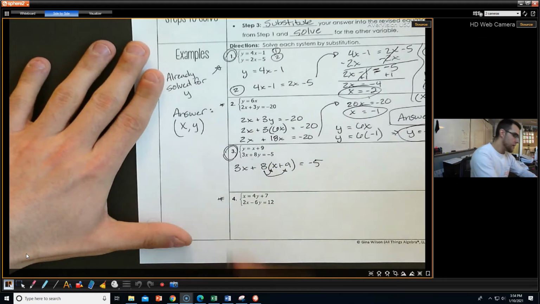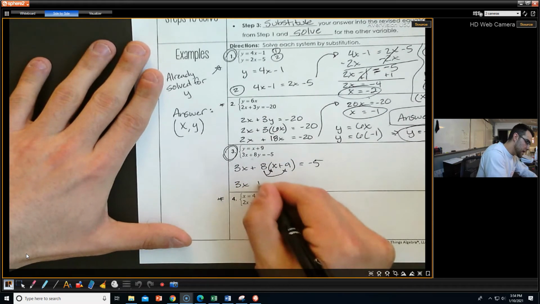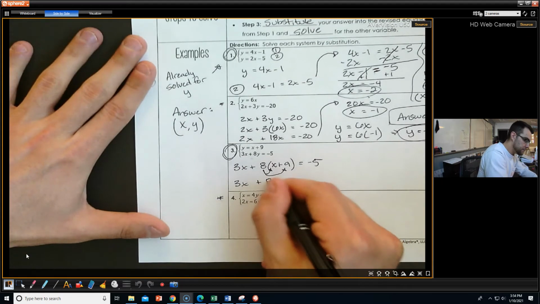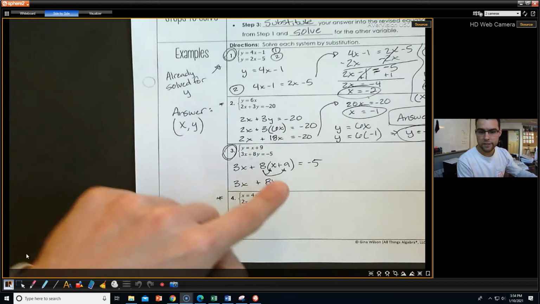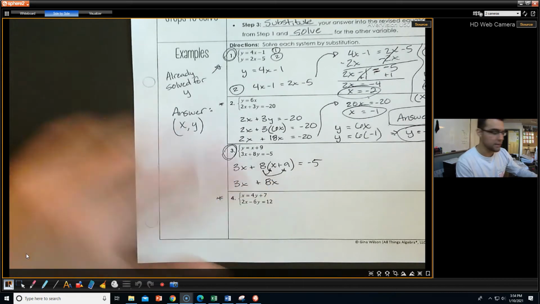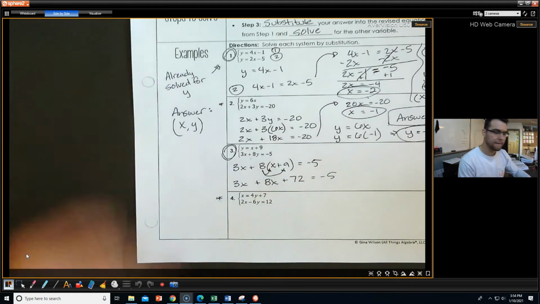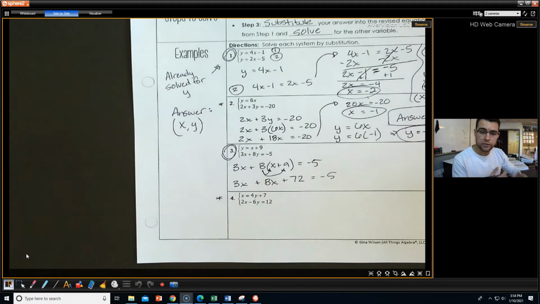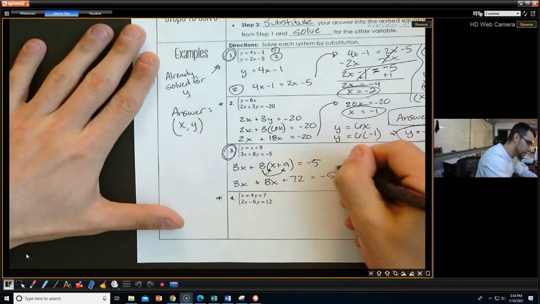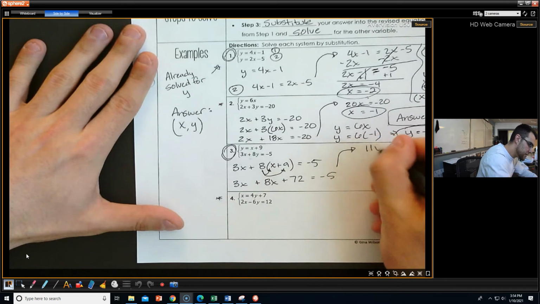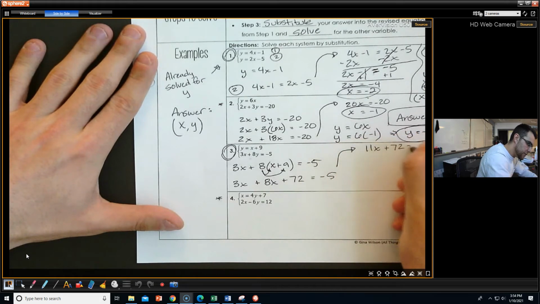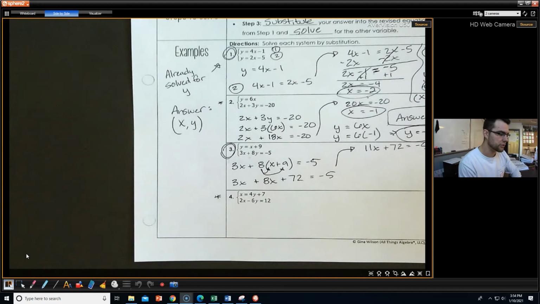Okay, so now I can write this as 3x plus 8 times x, which is 8x, plus 8 times 9, so plus 72, that equals -5. All right, let's combine some like terms. I know 3x and 8x can combine to 11x plus 72 equals -5. And now we have a two-step equation.